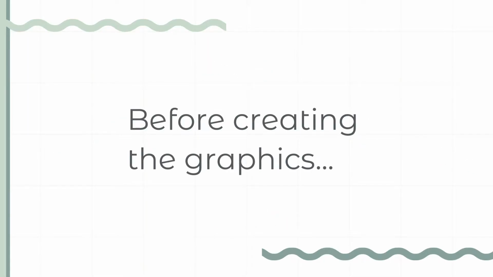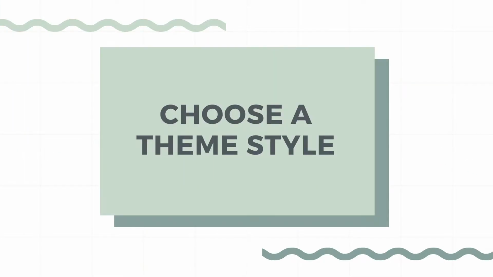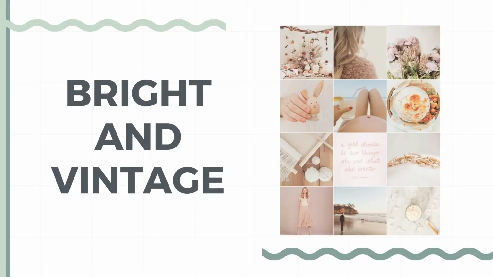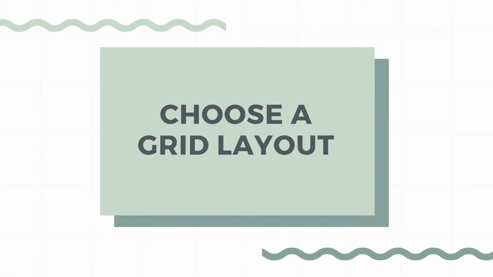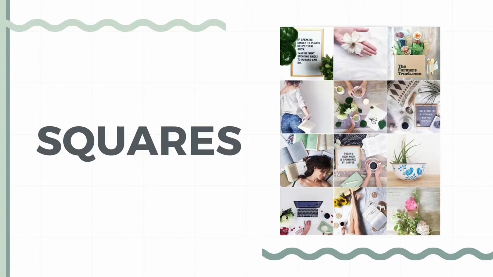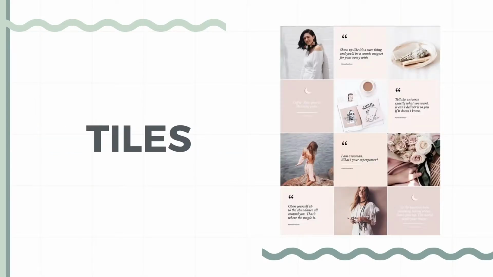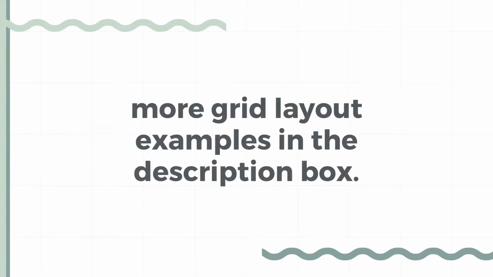Before we begin designing, let us first select a theme style, either dark and moody, bright and vintage, or there's a whole lot of options in the description box below. Then select a grid layout for your feed, either squares, diagonal, or the most common, the tiles. There's another option again in the description box below.